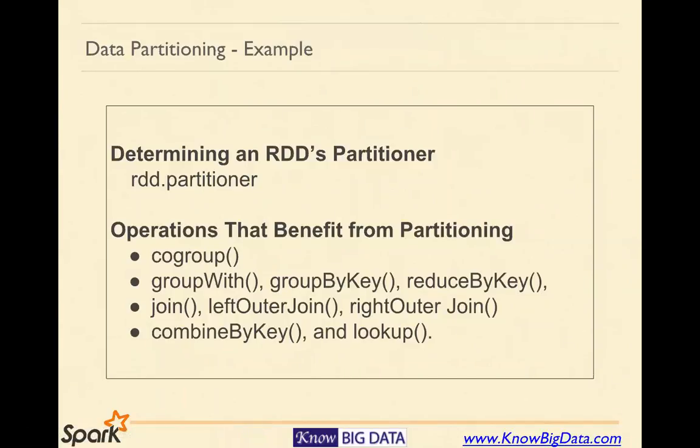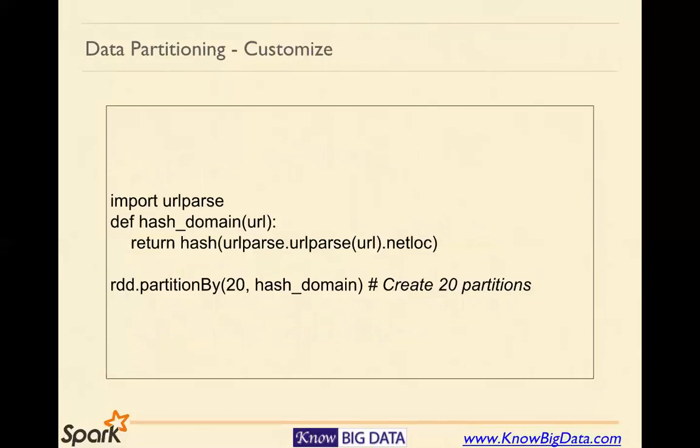You can find out the RDD's partitioner using dot partitioner. Wherever there is shuffling, such as the join operation, group by, co-group, reduce by, left join, right join, and even lookup, all of these functions take advantage of partitioning, just the way a where clause takes advantage of indexing. Here the network transfer is very important.